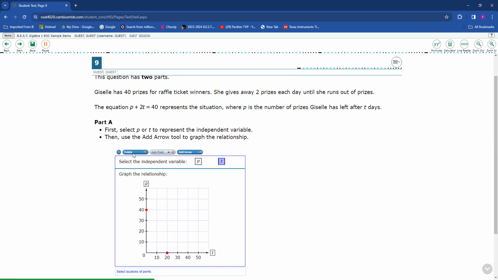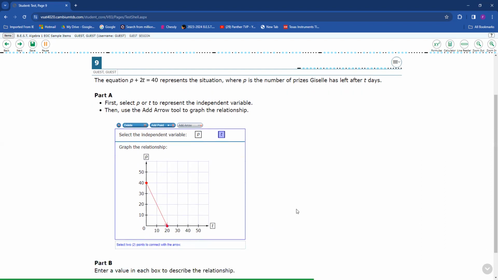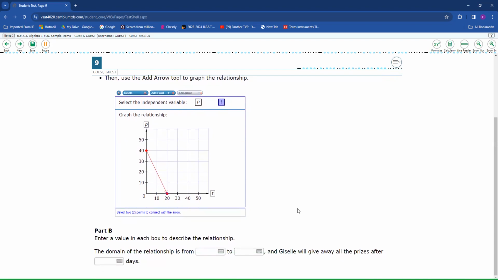I'm going to delete the points because what I need to draw is an arrow. So let me see if I can delete that. But that's basically the graph. So now let me add the arrow, beginning with 40 and ending at 20, because it's going to take 20 days to get rid of 40 prizes.